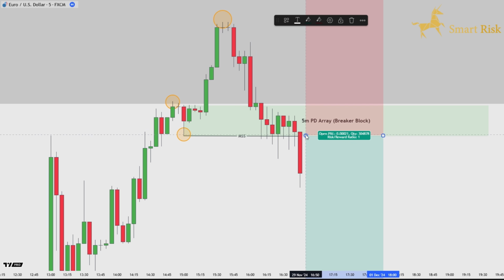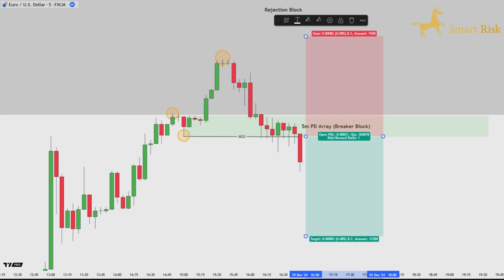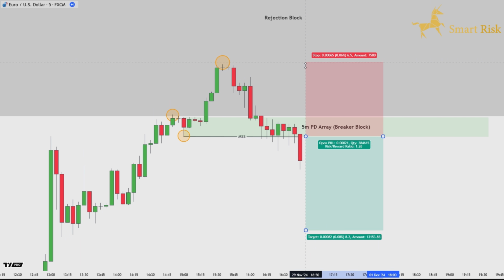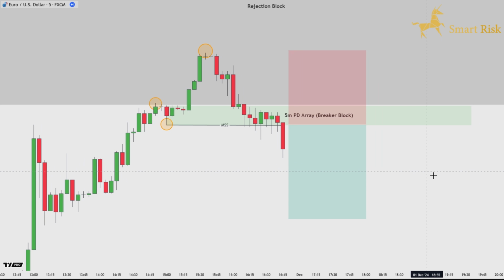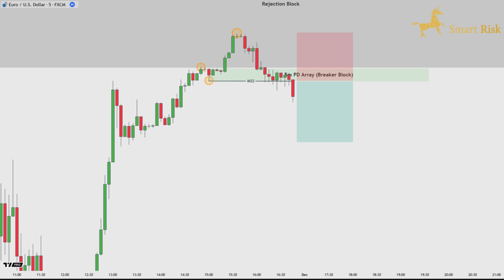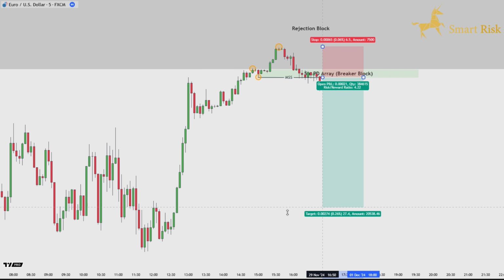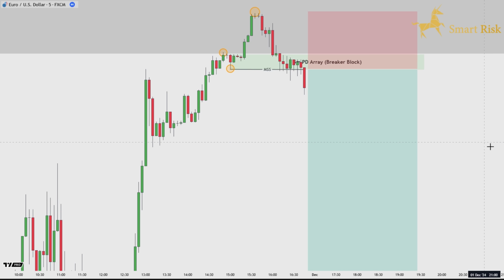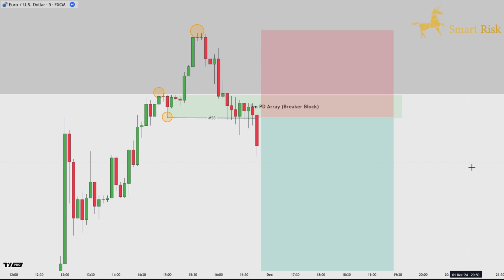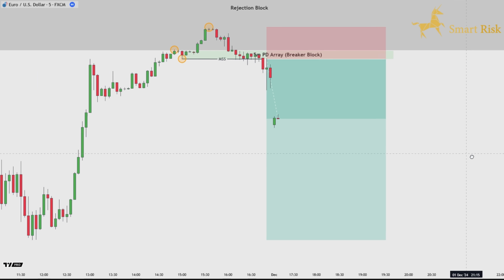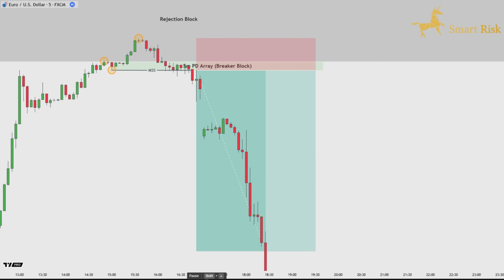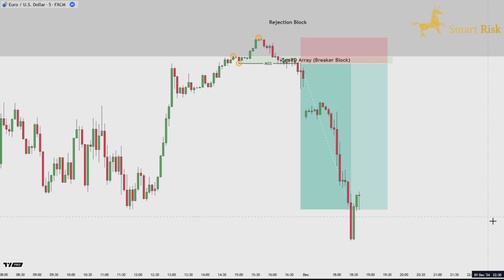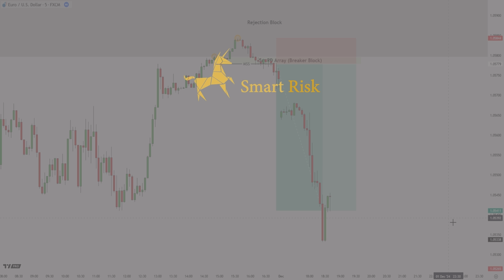I'm going to set my entry at the lowest point of the breaker block and set my stop loss a couple of pips above this swing high. For the take profit, I'm aiming for the sell-side liquidity below this swing low, offering about a 6-to-1 risk-to-reward ratio. Now, let's see if our trade plays out successfully or not. As you can see, my order has been triggered and price pushed lower with great momentum and eventually hit the TP.